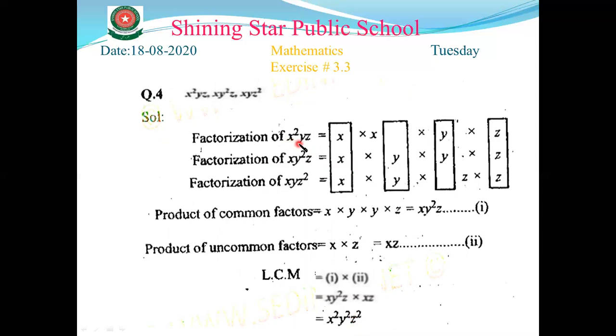So factorization of x square y z. X square, so we write x multiply x, y multiply z. Now x multiply y square, so multiply y multiply z. And here x multiply y multiply z square, x multiply y multiply z. Now find the common factors.